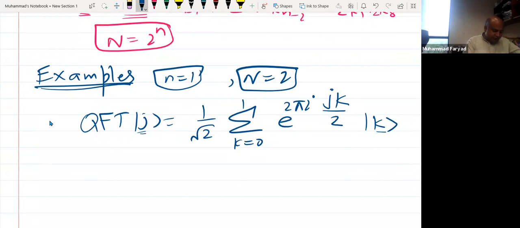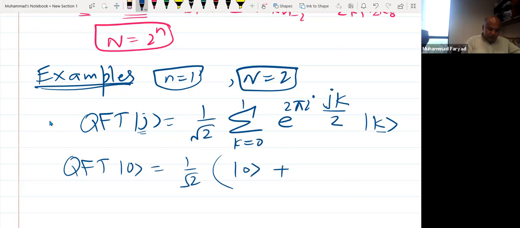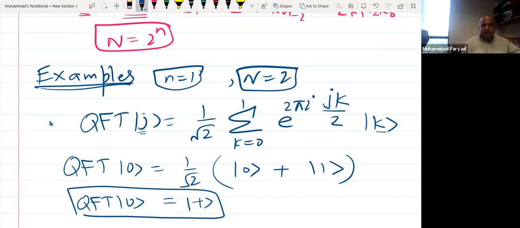So let's try to find what is the Fourier transform of state 0. So when j is 0, what we get is this. j is 0, so a 0 here, so exponential power 0 is 1, so this factor is gone. And in my sum, I first have to put k equals 0, plus, then k is 1. So this is what I get. And this is nothing but the plus state, if you remember. So quantum Fourier transform of state 0 is plus.